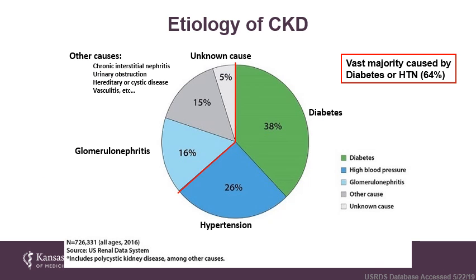What are the causes of CKD? CKD is predominantly caused by diabetes and hypertension. You can have glomerulonephritis, which is just inflammation of the glomerulus, which is caused by a multitude of different diseases, but that's not the main cause. It's diabetes and hypertension. Then there are other diseases that can do it, something called chronic interstitial nephritis or obstruction or cystic hereditary diseases or vasculitis, and then about 5% of the time we just don't know.